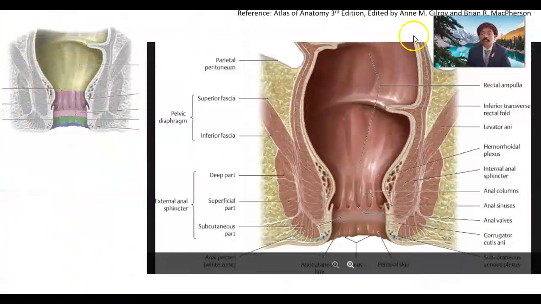Okay, so again this is the anal column, anal valve, and you'll get the anal sinus. Some gland may open here in some type of papilla formation. We have some attachment of the anal membrane here, and anal membrane at this level. Sometimes you may get it.